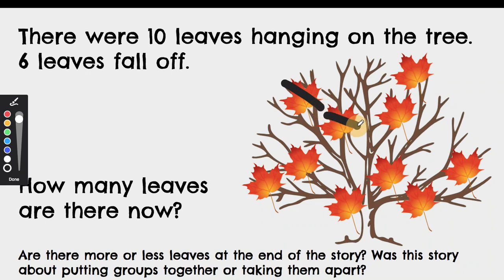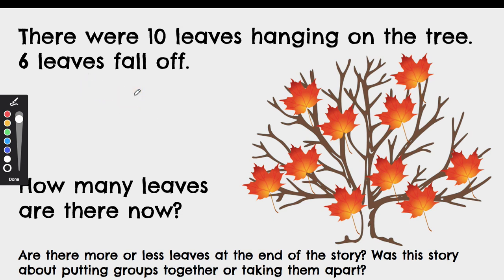1, 2, 3, 4, 5, 6. So we have 10. And we are going to take away 6. And I'm going to write my equation just like this. Now, when I look at my equation, I want to remember that I have 10 leaves hanging on the tree, and I have 6 leaves that go away. Okay, boys and girls, so I want to remember that since they fall off, we are minusing here, okay?